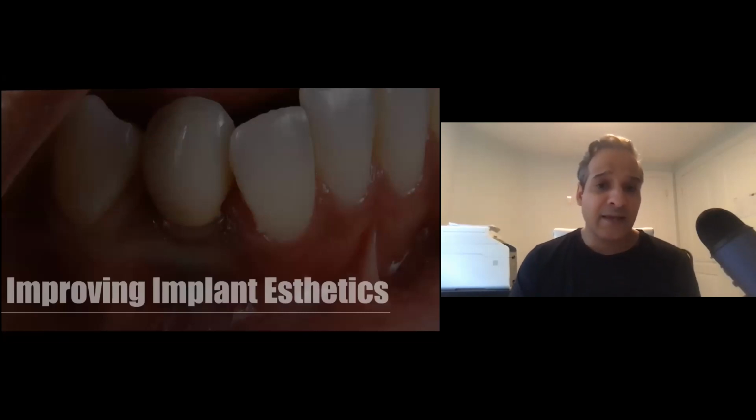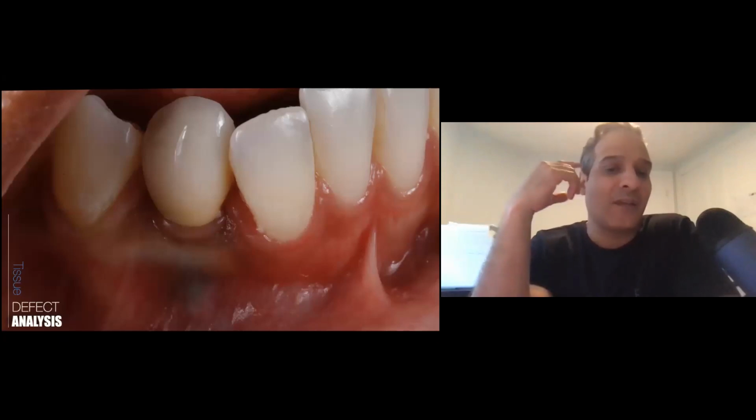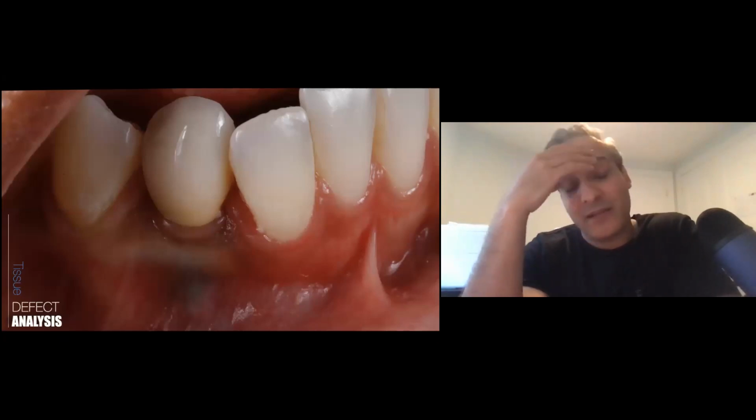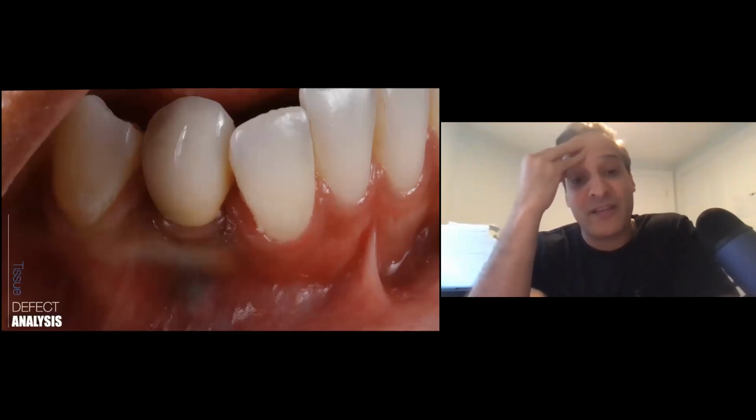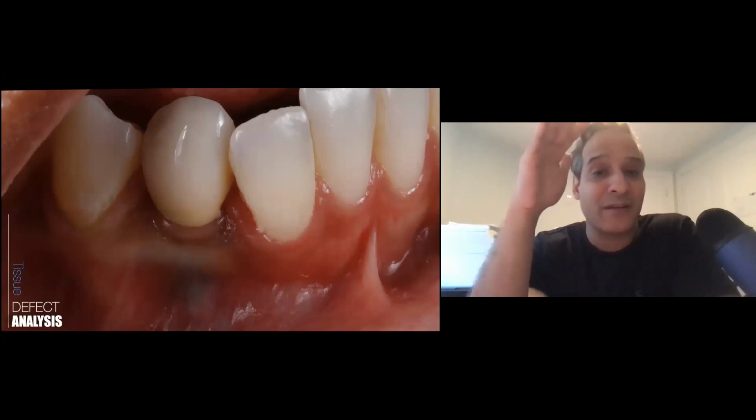So now I'm going to talk about how we improve implant aesthetics. We're getting towards the end. Like I said, in some cases, we have older implants that we need to make look nicer. In this case, you can see the problem. The implant is out of the bone. You can see the threads through the tissue, but the implant itself was totally integrated.